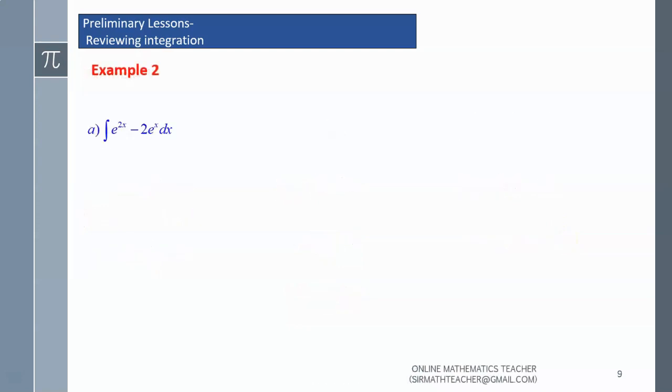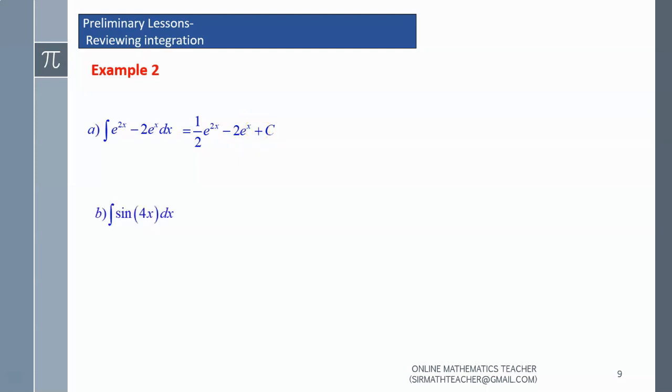Example 2. Now you're going to follow base e type calculations. Here, select the chain rule. We have e to the power of a function, 2x. The derivative of 2x is 2, so we must divide by that 2. Now, e to the 2x stays the same. Subtract 2e to the x. The derivative of x is 1, hence the integral of negative 2e to the x is negative 2e to the x.